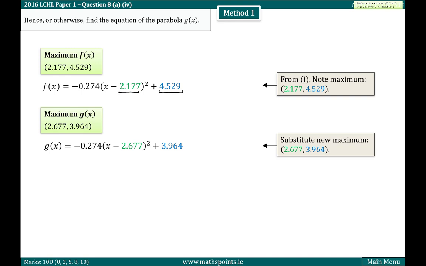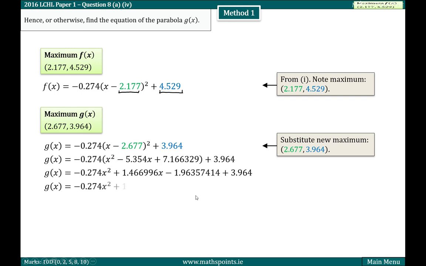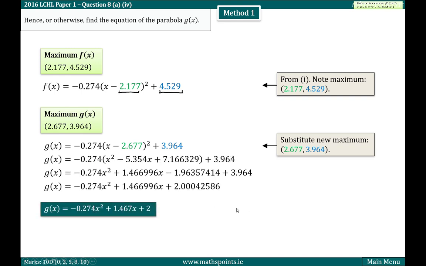Now, it doesn't say what format they want the equation in, but if we were to square this out and tidy it up, simplify it, we would get minus 0.274x squared plus 1.467x plus 2.